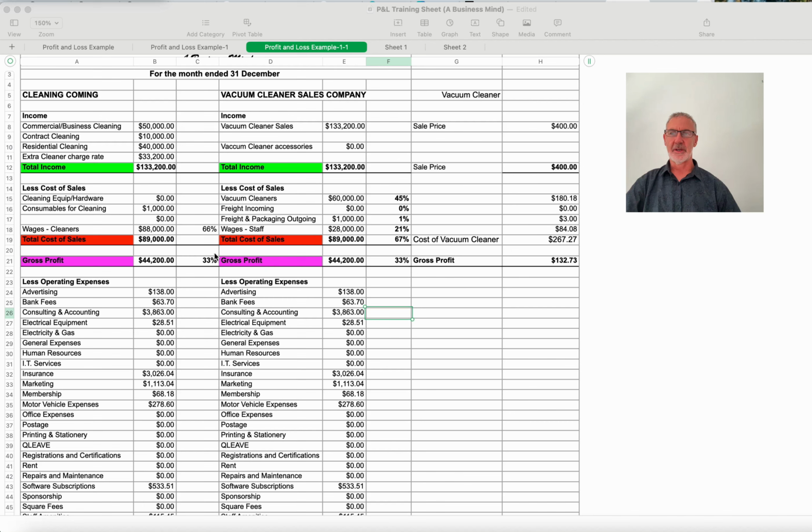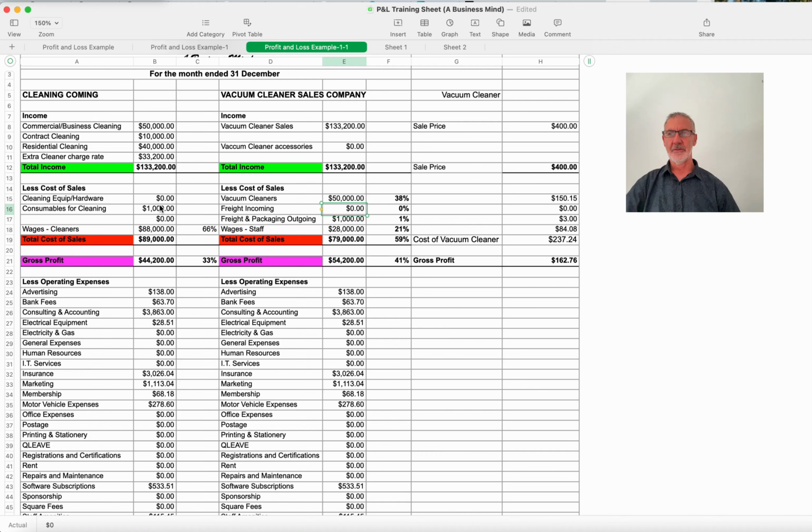So these are the ways to increase your gross profit. One, increase your retail sales price, or in this case over here with the cleaners, their charge out rate. If, for example, we could get a better deal on these vacuum cleaners and bought them in at 50,000, you'll find that would also be a saving and increase the gross profit. So you could see the gross profit increase by about 10,000 there.